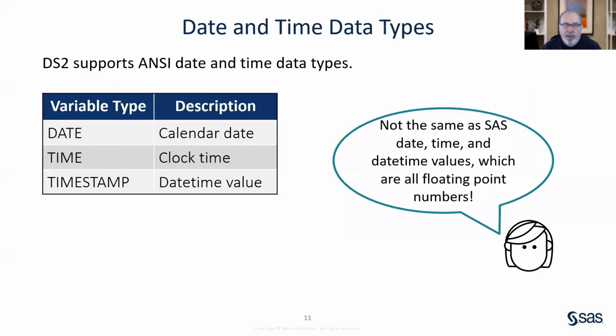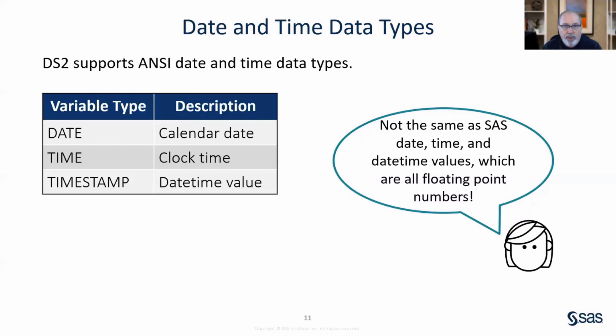In ANSI systems, we also have date, time, and timestamp data types. These should never be confused with SAS dates, times, and datetime values. In SAS, all of those values are stored as double precision floating point numerics, and the only thing that distinguishes them from any other number is the format that you apply. So if you have the number 365, that could be my weekly rent. It could be the number of days in a year. It could actually be a date, right? And we wouldn't know unless the appropriate format was applied to that number.